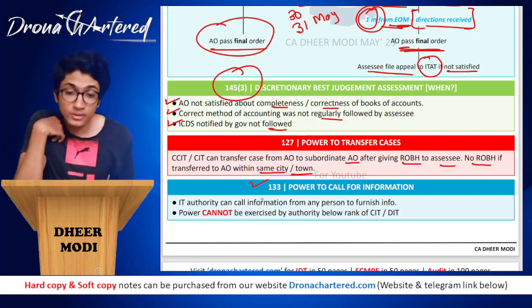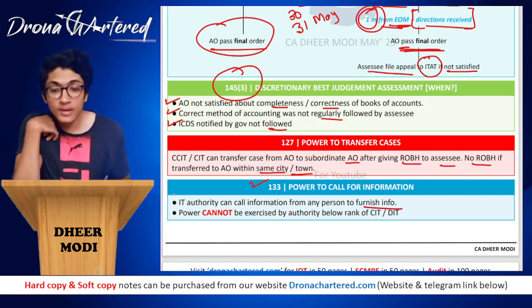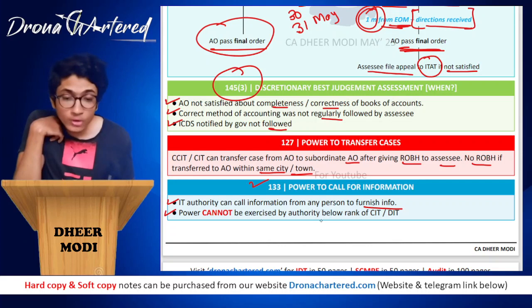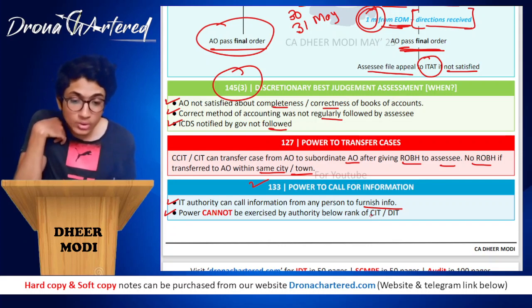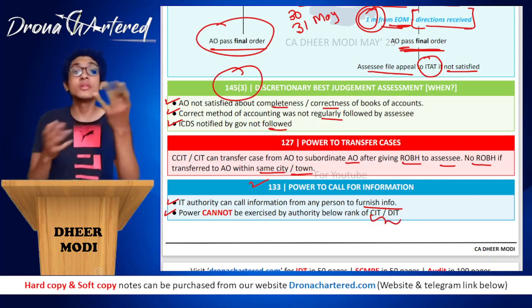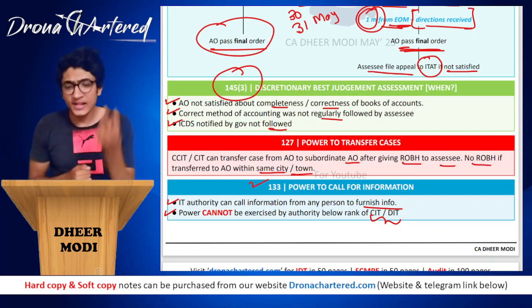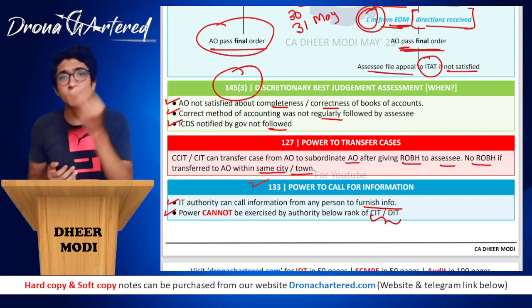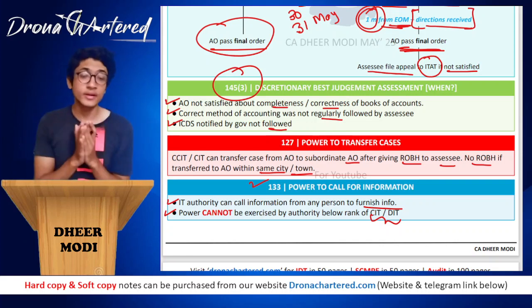Next is section 133, that is power to call for information. So your income tax authority can call upon any person to furnish any information. The power cannot be exercised by an authority below the rank of CIT, DIT. So for a long time we are talking about CIT, DIT, CCIT, CIT, PCCIT, DGIT, etc.